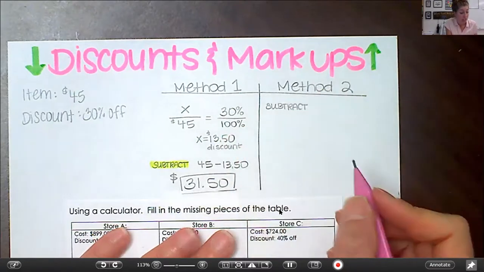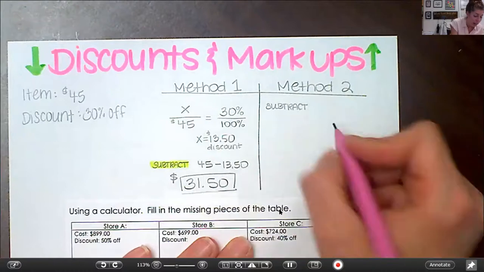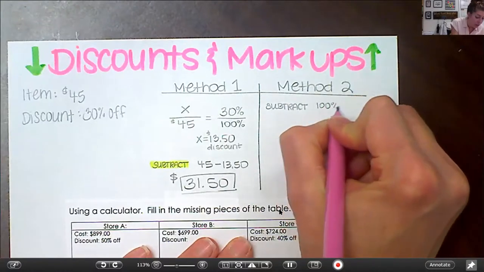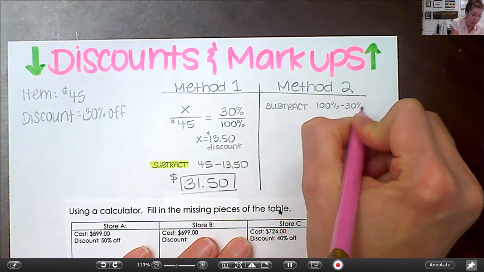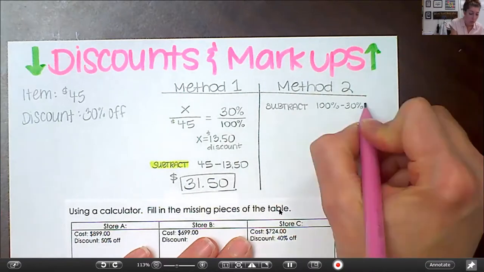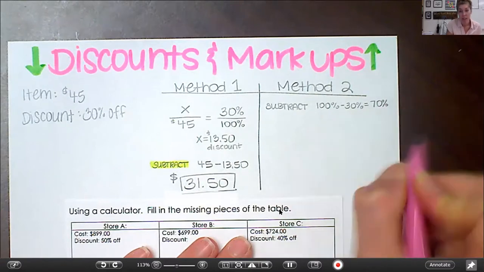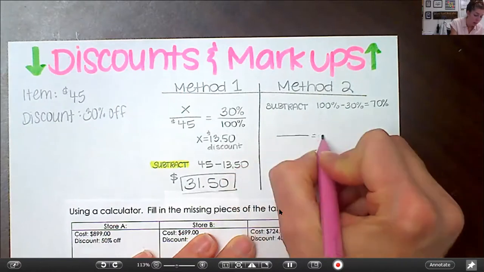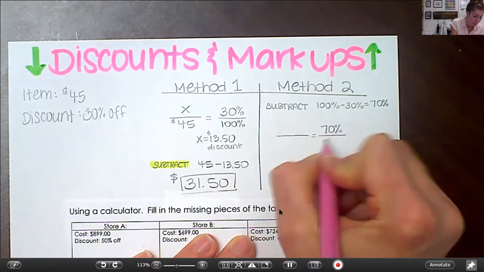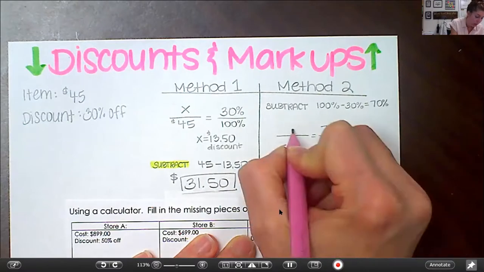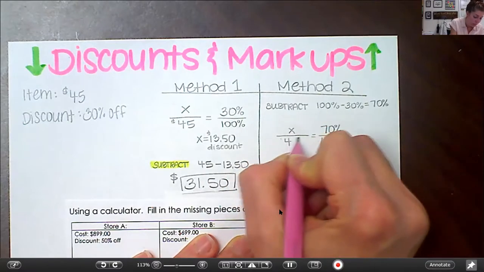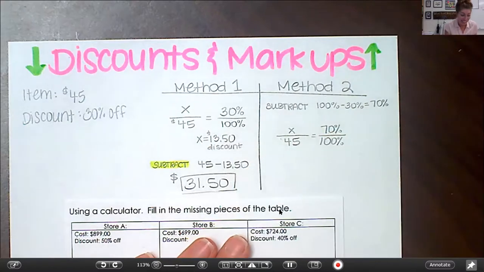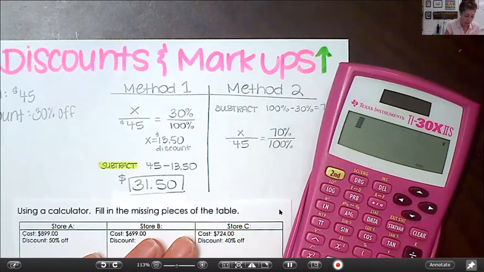Now I can't subtract dollars because I don't know it yet, but I can recognize that I'm not going to pay 30% of this item. If I get 30% off, what I'm really paying for is only 70% of this item, okay? Now that is what I'm going to put in my proportion. When I do this, I'm going to go straight to that final answer of $31.50.